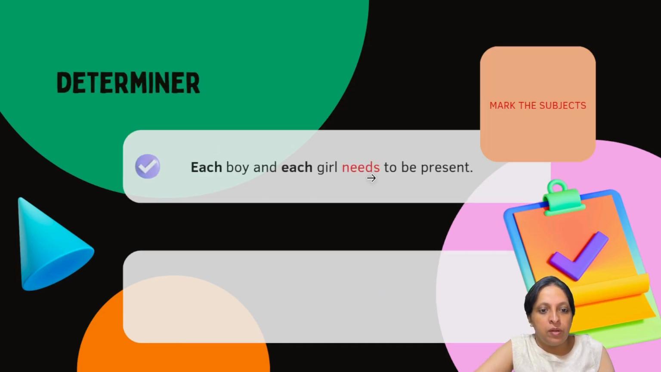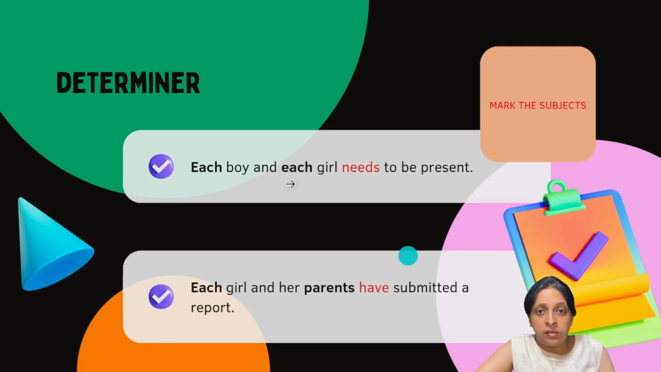Let's move on. Another type of determiner. Each is also a determiner. We just discussed. Now, in this sentence, each boy and each girl. That means boy and girl are nouns and we are specifying the boy and the girl with the word each. Now, what are we saying? Each boy and each girl needs to be present.